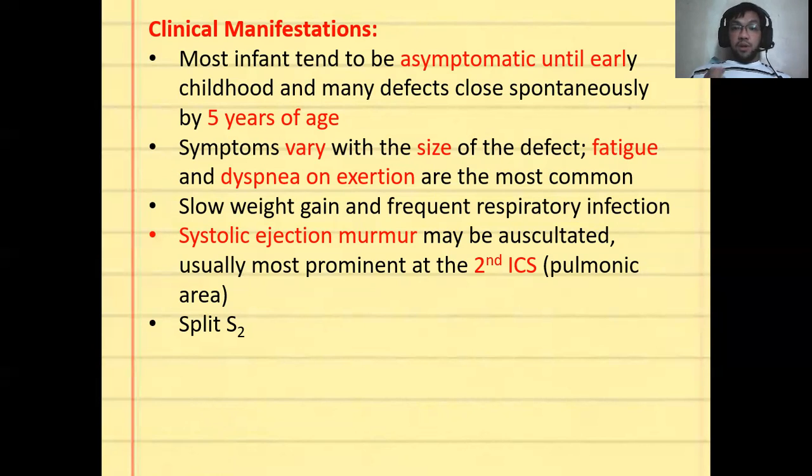Many defects of ASD may close spontaneously by the age of 5, but it depends on the size of the defect. Fatigue and dyspnea on exertion are the most common signs and symptoms of this disease, and there's slow weight gain and frequent respiratory infection.